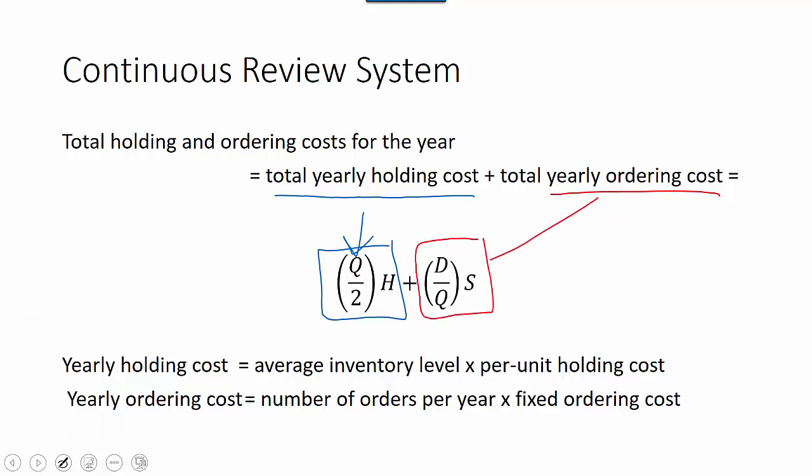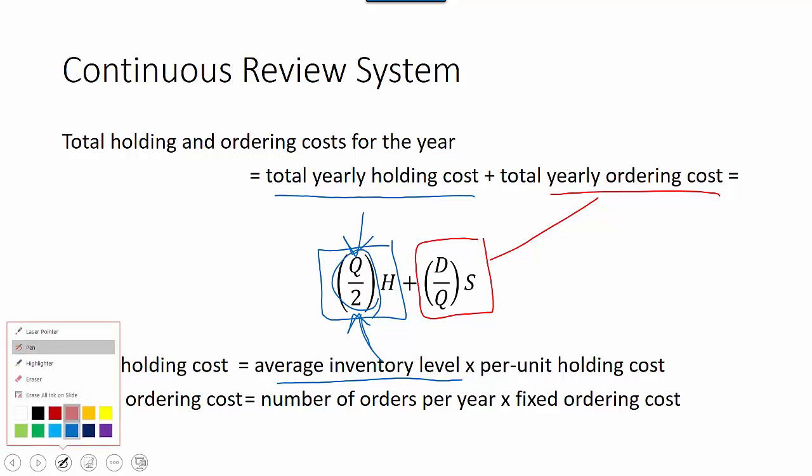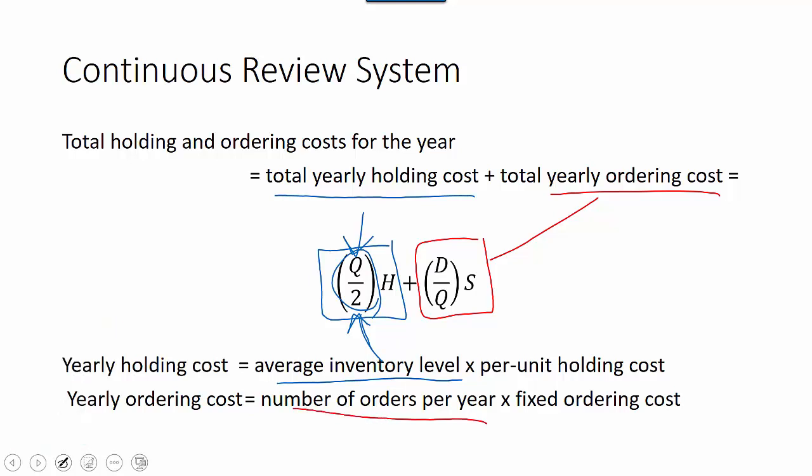Basically, if we go back to our blue graph, the average inventory level is Q divided by 2. So that portion here is our average inventory level. The number of orders that we're going to place on a yearly basis is the annual demand divided by Q. That's how many orders we place a year, multiplied by the ordering cost.